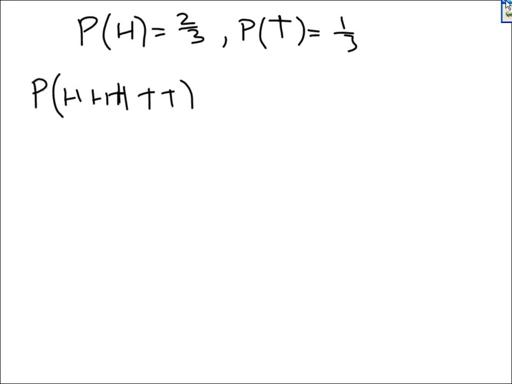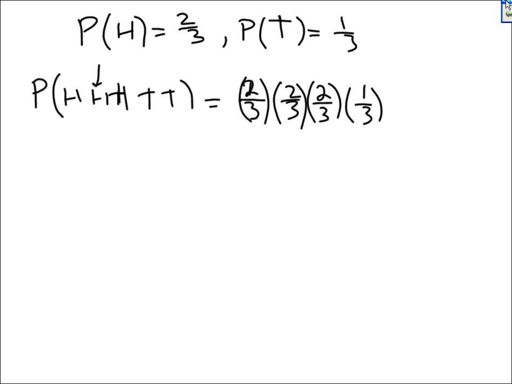The answer is going to be, since the tosses are independent, the result of the first toss is not going to affect the result of the second toss. That is, we can do the probabilities one at a time. The probability that the first is a head is 2/3. The second is a head, 2/3. The third is a head, 2/3. And then the last two being tails will be 1/3 each. So we get 2/3 cubed times 1/3 squared.